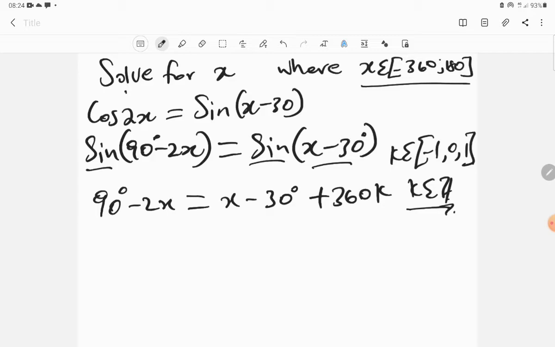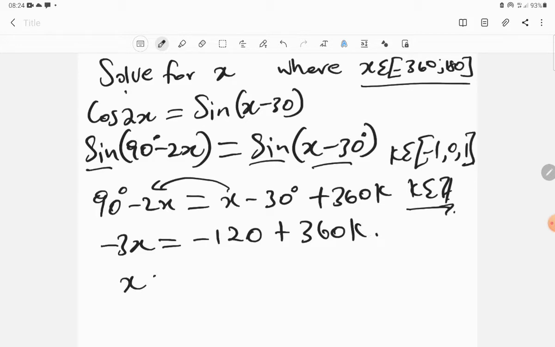Now, let's solve for the value of x. Let's take this x to that side. You'll have -3x, which is equal to -30 minus 90, which is just -120, then plus 360k. So we'll have to solve the value of k here. When you divide by -3, you then get positive 40. It doesn't matter whether you change the sign or not, because you have the constant value k there, which is not going to change anything anyway. So 360 divided by 3 is going to be 120.